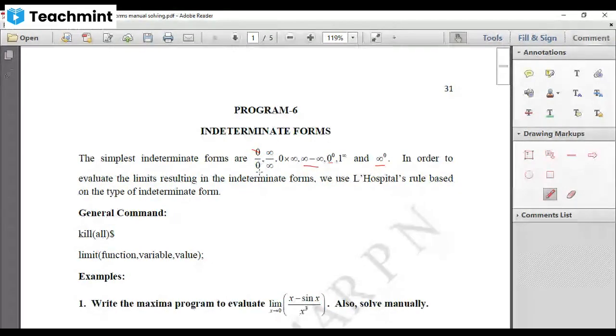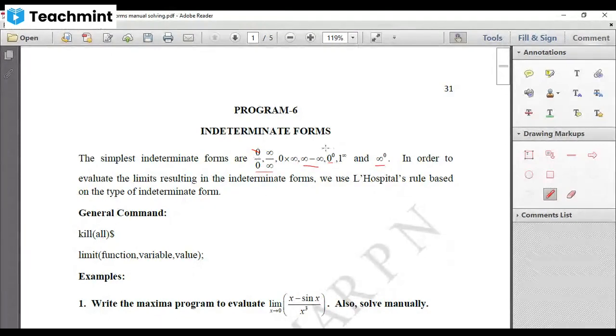What L'Hopital's rule says: if it is of the form 0 by 0 or infinity by infinity, then you have to differentiate the numerator separately and the denominator separately until you come to a case where the indeterminate form is absent. Now, what about 0 into infinity? For 0 into infinity as well as the infinity minus infinity case, you have to bring them to the form either 0 by 0 or infinity by infinity. Once you bring these into this form, then you know how to solve the indeterminate form having 0 by 0 form or infinity by infinity form.